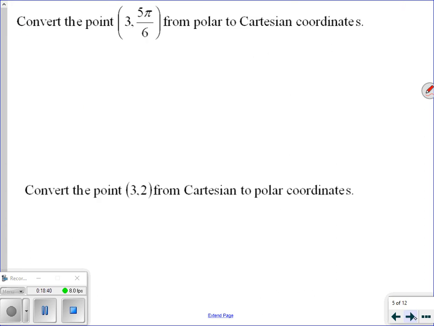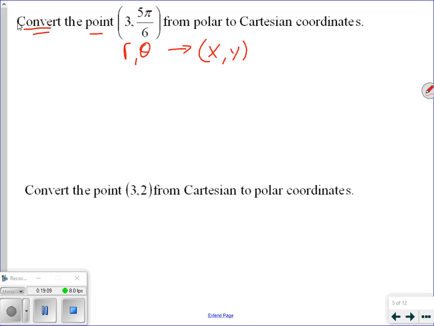It says, convert the point (3, 5π/6) from polar to Cartesian coordinates. Right now I'm given an r and a theta, and I want to move this to an x and a y. Any point can be represented as both. It just depends on how you want to get to it, and we know how to go from one to the other now.